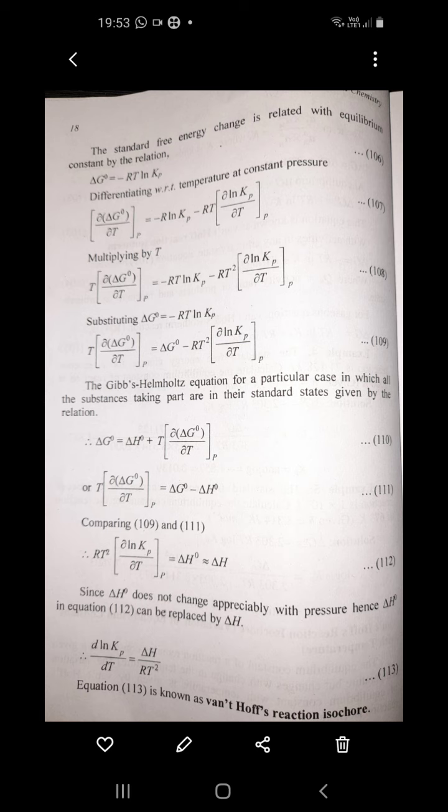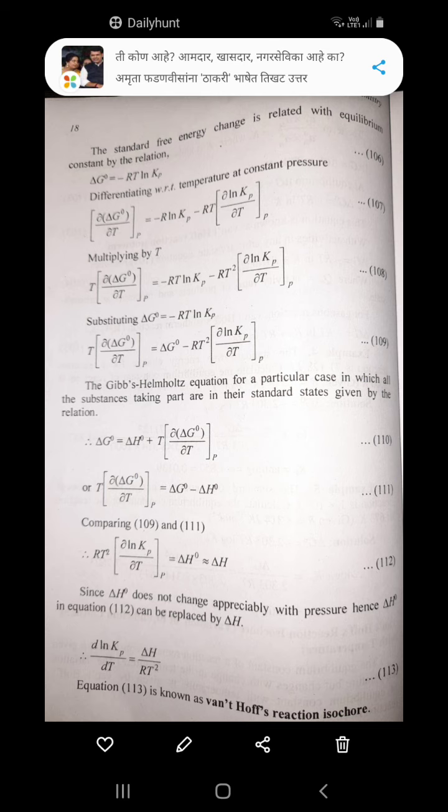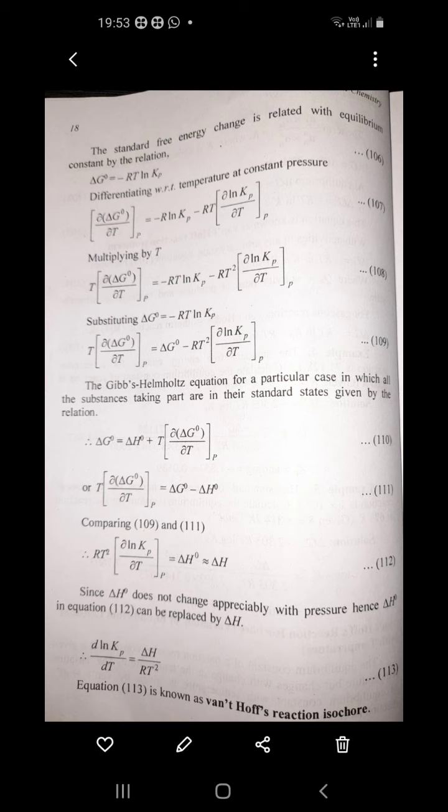Now multiplying equation 107 by T, we get T in bracket d delta G0 upon dT at constant pressure is equal to minus RT ln Kp minus RT square in bracket d ln Kp upon dT at constant pressure. Once you multiply equation 107 by T, we get equation number 108.